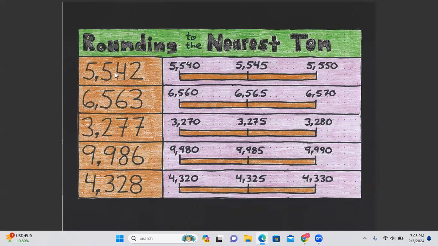And we know if we're rounding to the nearest 10, that 5,542 must be between 5,540 and 5,550. And we can find out where it's closest to by looking at the number in the ones place, because we're rounding to the nearest 10. Are we going to move 42 up to 50, or are we going to move it back down to 40?